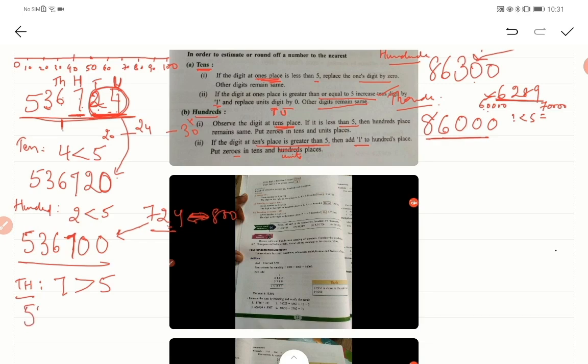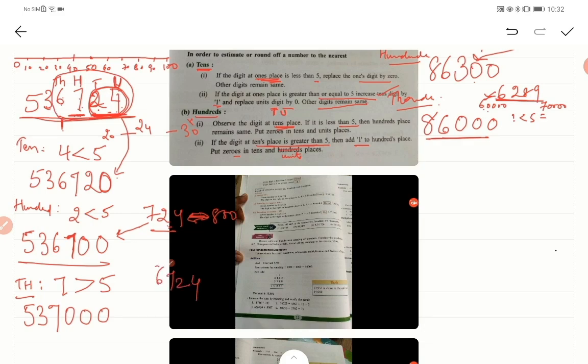The rest of the digits will be the same, just 6 at the thousands place will be added by 1, that is 7. The remaining digits, hundreds place, tens place and units place, you replace with zeros. So what is this thousands place number? It is 6724.